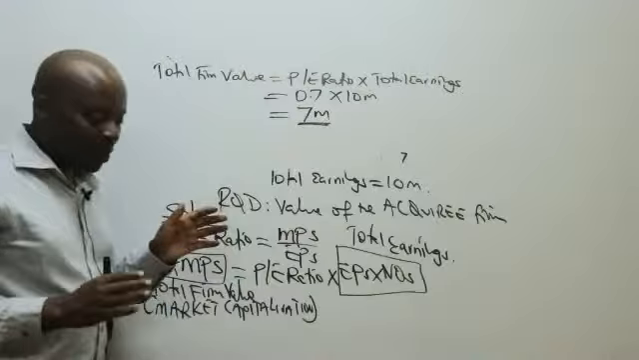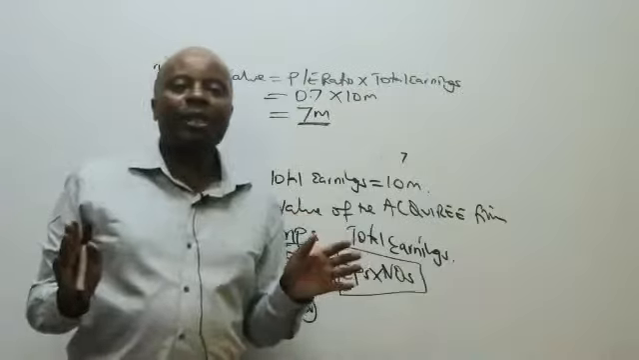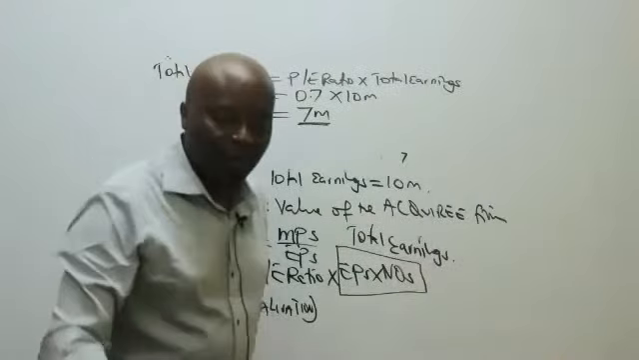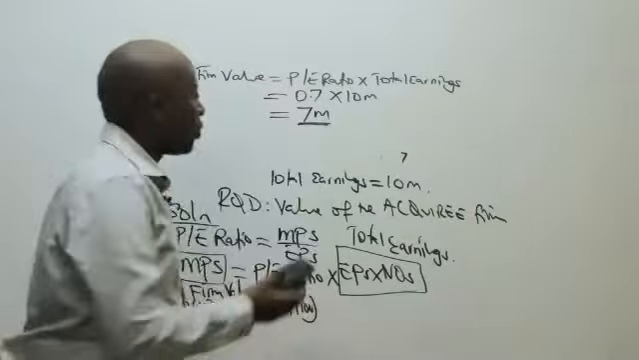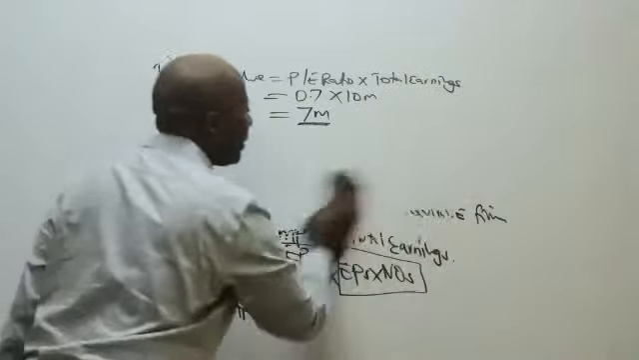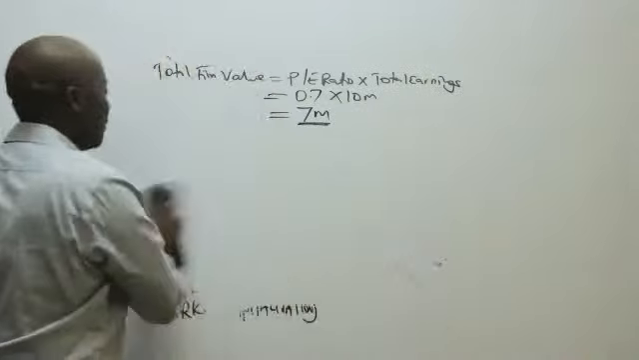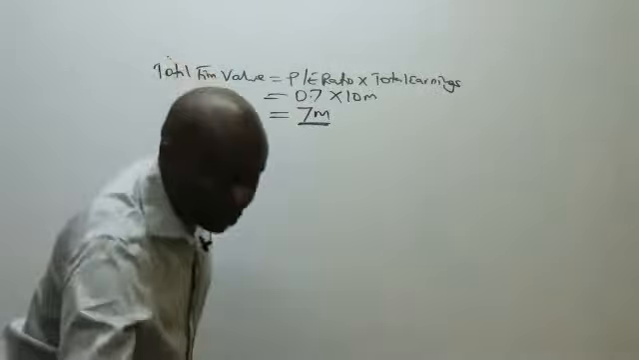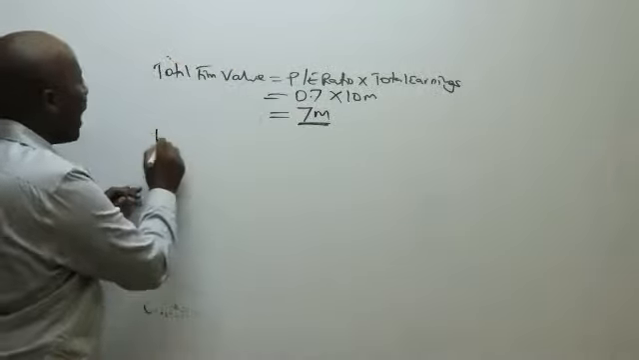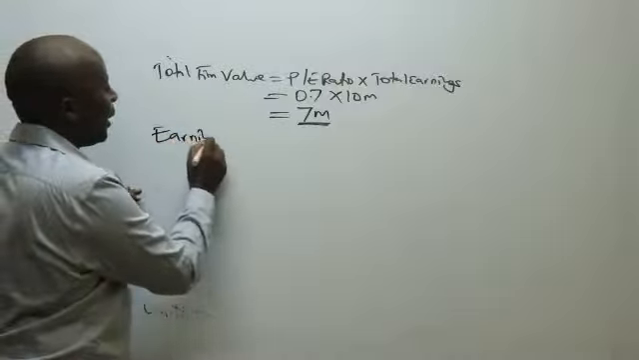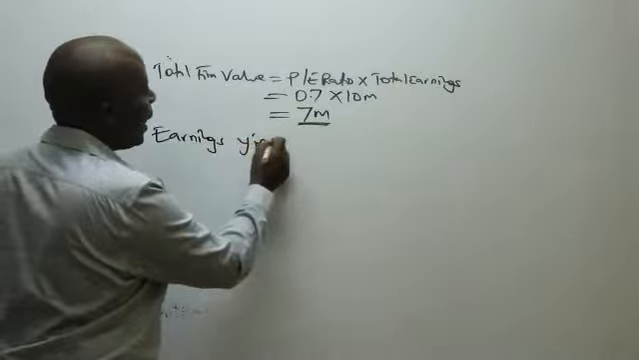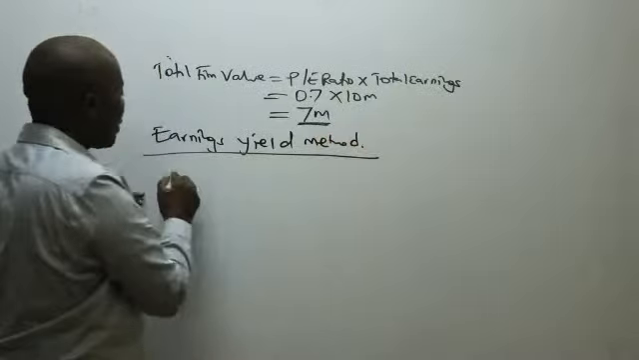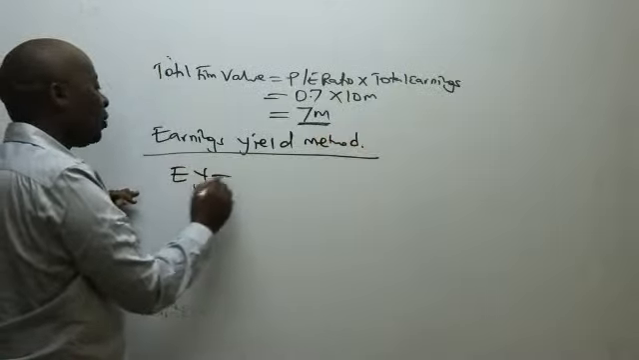7 million becomes what here? Maximum. 7 million becomes the maximum. And if you allow me, ladies and gentlemen, I'll straight away use this particular example to introduce another valuation method. Recall the earnings yield method. So can somebody try this out for us?